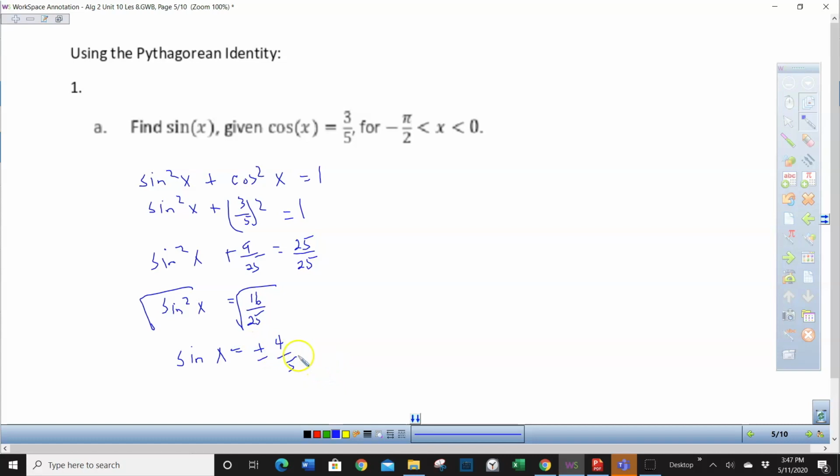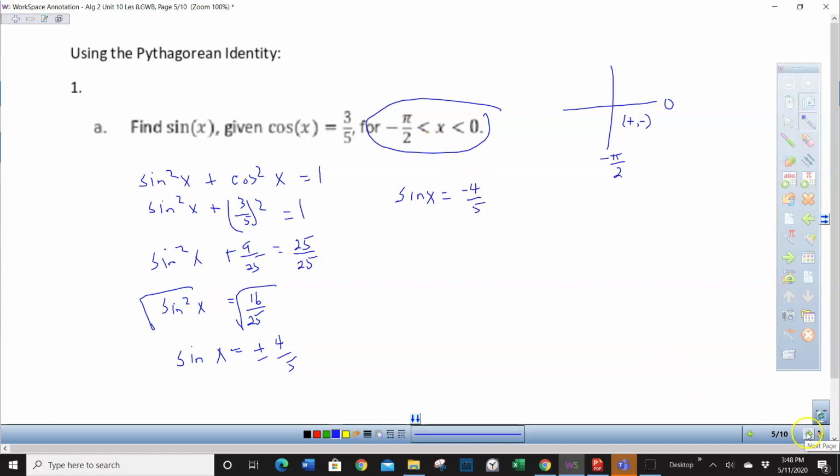Well, I've got to figure out whether sine x is positive 4/5 or negative 4/5. So that's where this comes in. So let's look on an xy axis. Here's 0. Here's negative pi over 2. And we want sine in the fourth quadrant. Well, we know in the fourth quadrant, x is positive and y is negative. And if we think about our unit circle, x is cosine, y is sine. So sine is negative in quadrant 4. So that means sine of x is negative 4/5 based on this information.